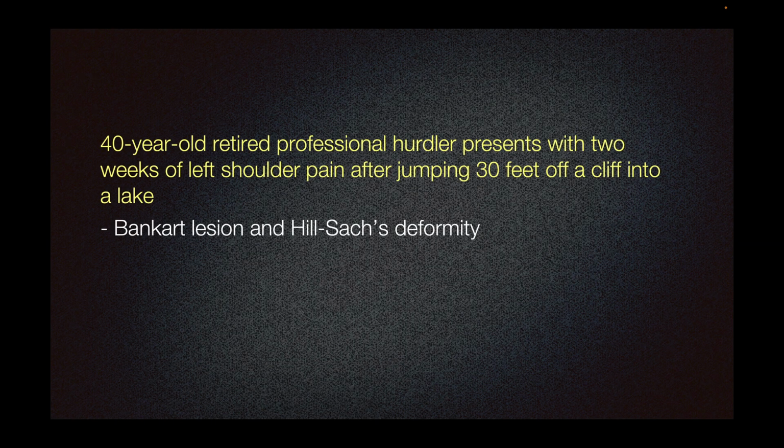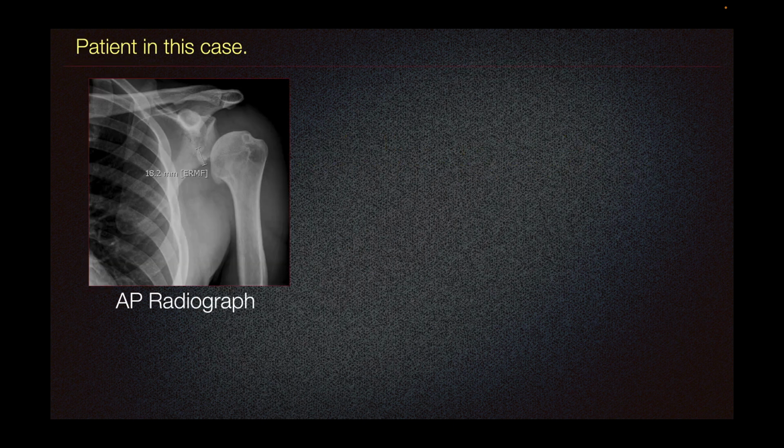A 40-year-old retired professional hurdler presents with 2 weeks of left shoulder pain after jumping 30 feet off a cliff into a lake. Concern for Bankart lesion and Hill-Sachs deformity. The patient in this case presented with this AP radiograph initially, demonstrating this osseous fragment in the inferior glenoid, likely in the anterior inferior margin. There is also inferior subluxation of the humeral head in relation to the glenoid.